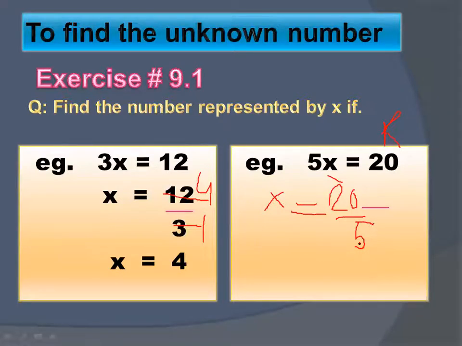So x is equals to 5 ones are 5, 5 fours are 20. So x is equals to simply 4. X is equals to simply 4. Okay, is that clear?